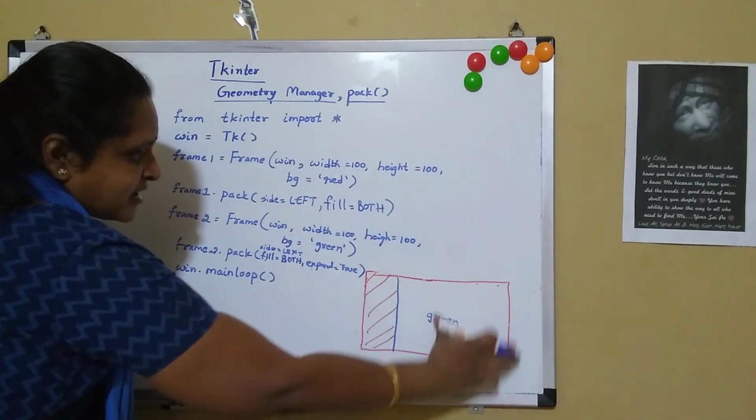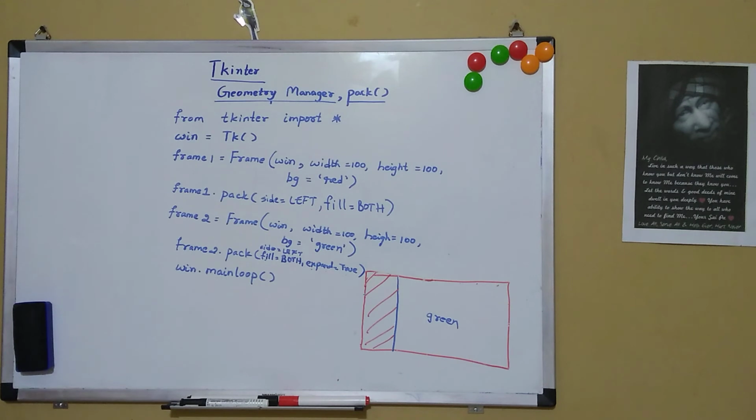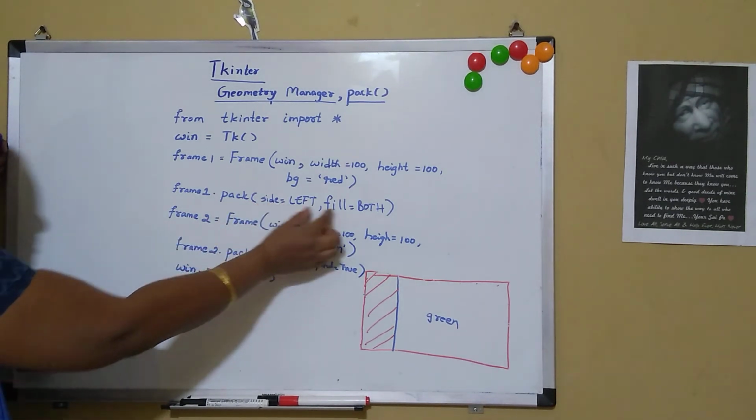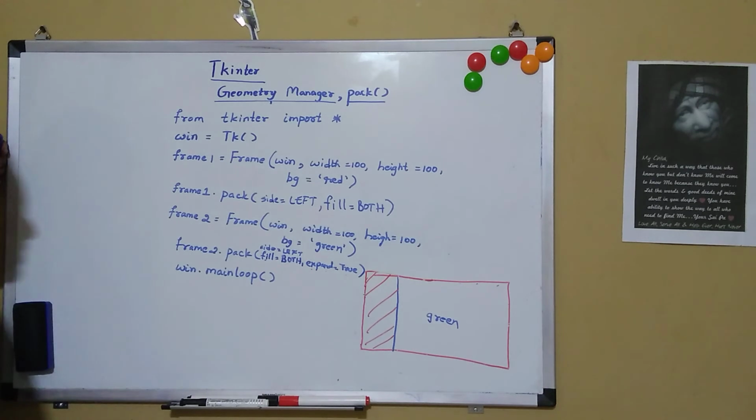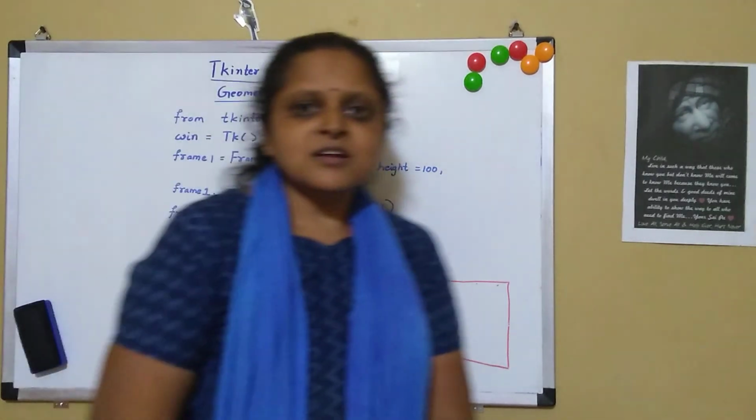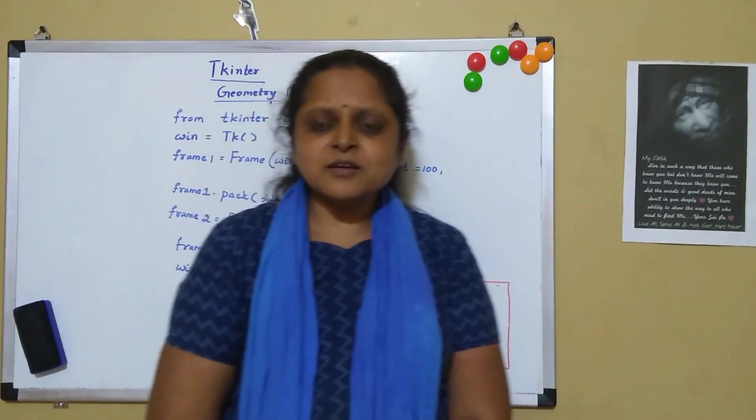So hope, friends, it is clear for you how, with the help of three parameters, that is side, fill and expand, we can make the widgets occupy the space in the main window or any other frame. So this was the geometry manager pack, and in the next session let's look into the grid and the place methods in the geometry manager.